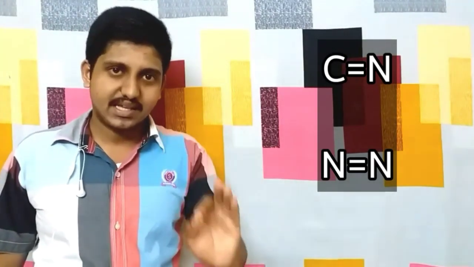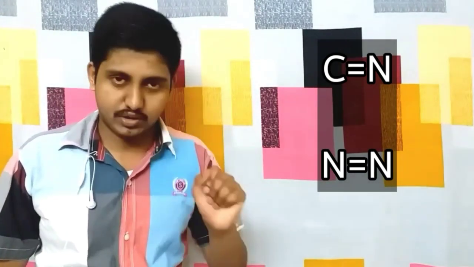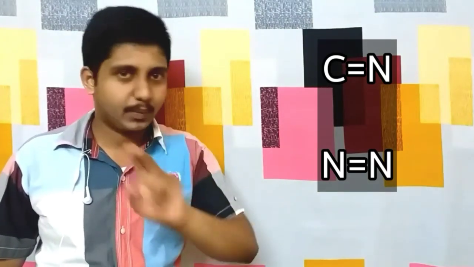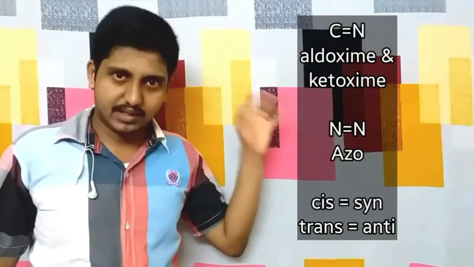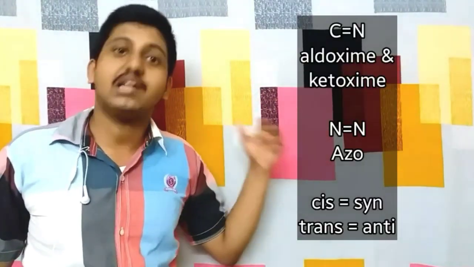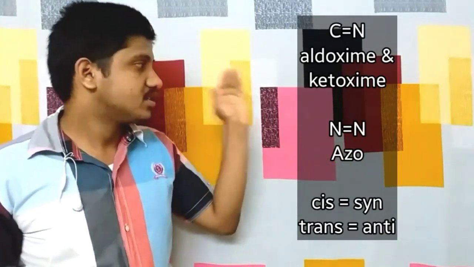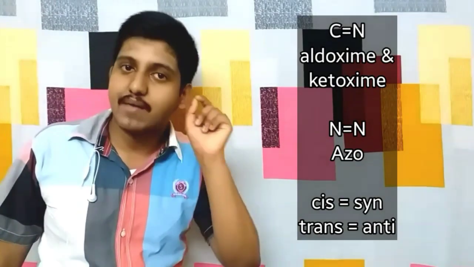Now let's see the compounds containing C double bond N and N double bond N bonds. How do they exhibit geometrical isomerism and how are we going to name them as cis or trans? Actually we are not using the words cis or trans, but instead we are using the words syn and anti. That's the only difference. In a similar way, we are finding the higher priority substituents.